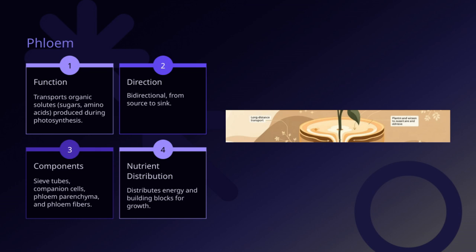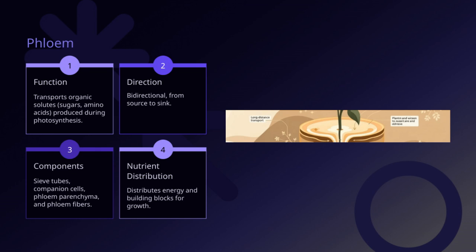The components involved in this process include sieve tubes, which are the main conduits for the flow, and companion cells that support the sieve tubes, along with phloem parenchyma and phloem fibers that provide structural and metabolic support. An important point to remember is that this transport happens bidirectionally. That means nutrients can move both from the source to the sink, like from leaves to roots, and back if needed, depending on the plant's requirements.